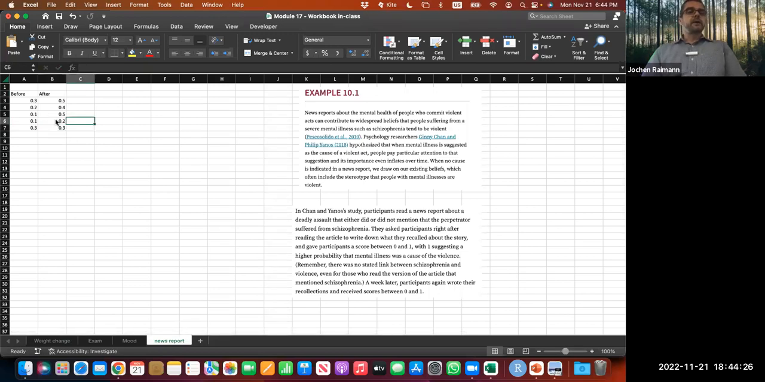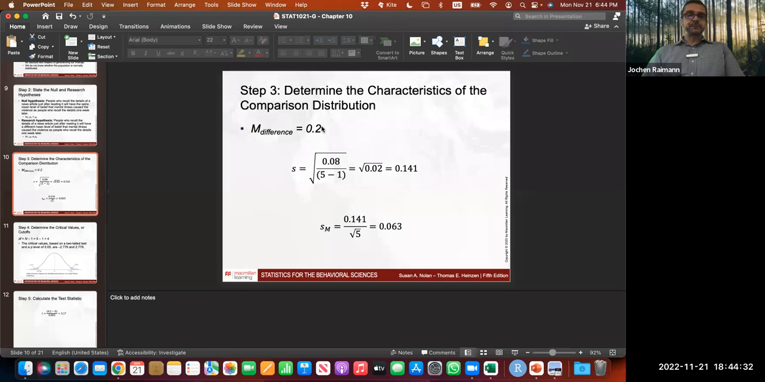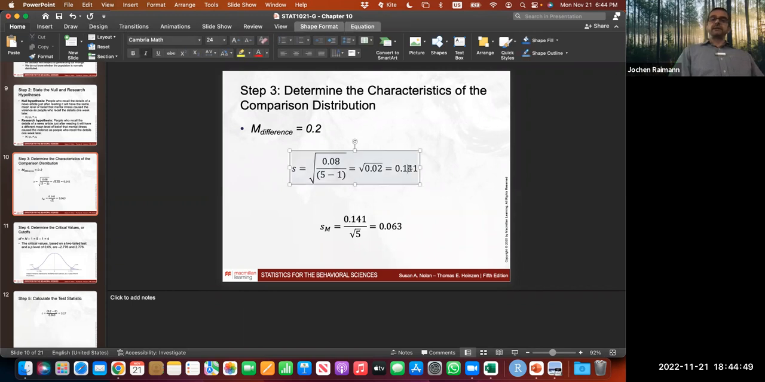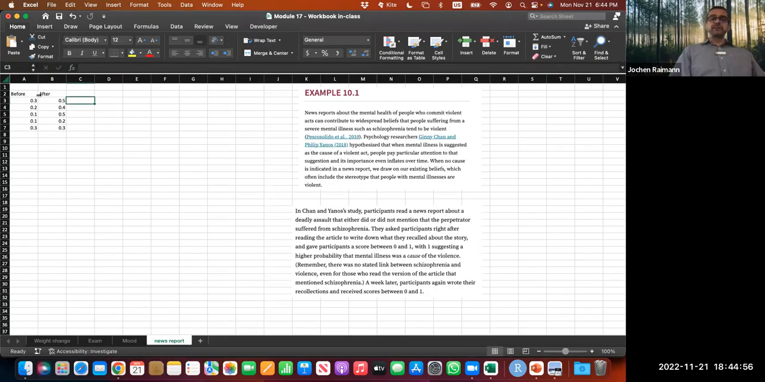Okay. So we're calculating again the differences here. We're getting here a difference of 0.2. We're calculating a standard deviation based on our data of 0.141, that essentially is then brought to a standard error of the mean by dividing this standard deviation by the square root of 5, which is the sample size of 5 shown here in this spreadsheet.